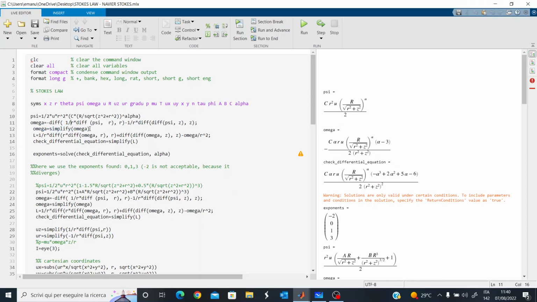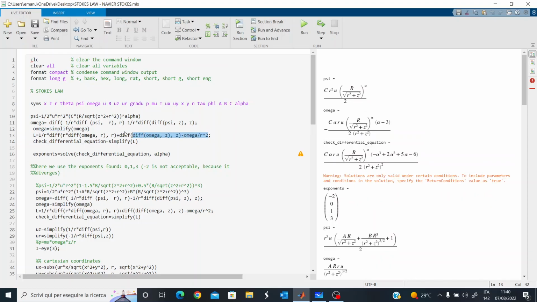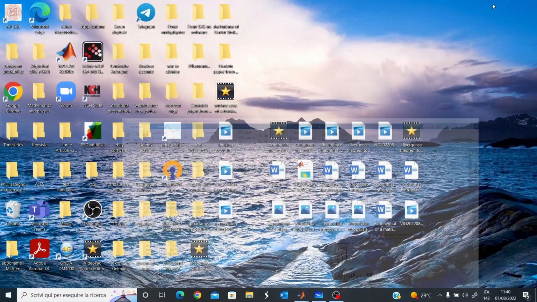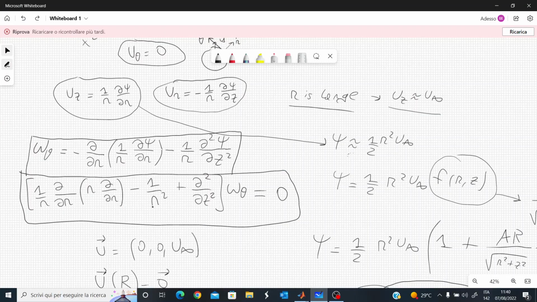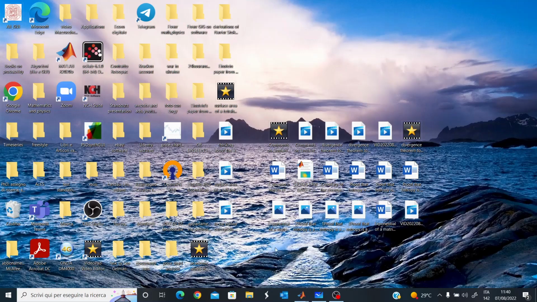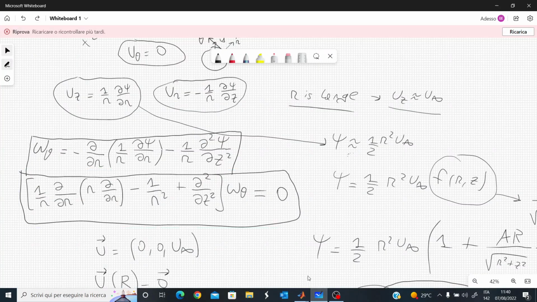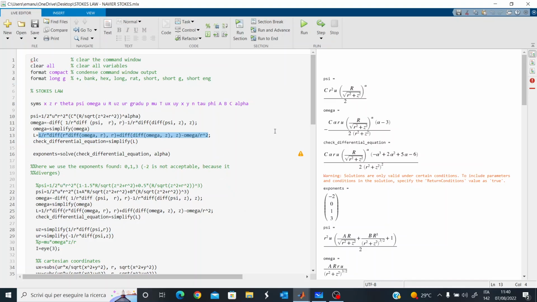And then I have also simplified the expression for omega here, and then I have written the differential equation for omega theta, this one here, which should be equal to 0, right? I have simply defined this part of the equation equal to some function L. Instead of 0 here, I am considering L, and I want L to be 0, right? So let me go back to the script, and you can see that this is the expression for omega. So I have calculated omega, and then I have calculated L, and finally I have rewritten L by simplifying it, and I have called the variable L in this different manner, check differential equation, which is something that should be equal to 0.